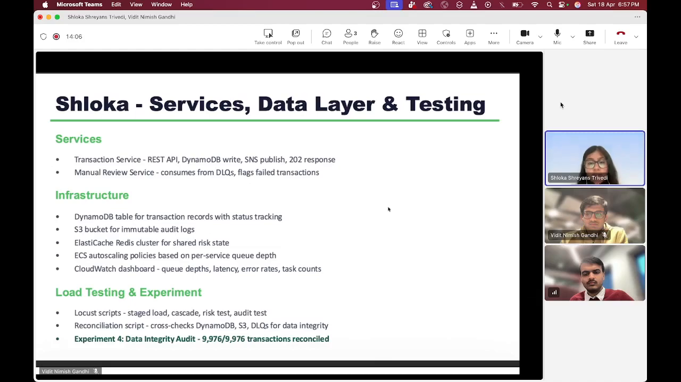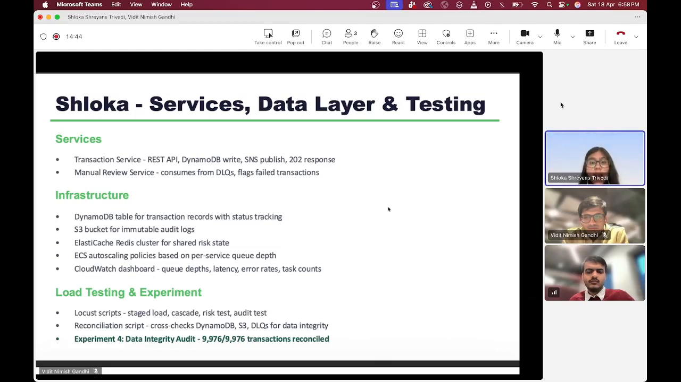On the infrastructure side, I set up DynamoDB for transaction records with status tracking, S3 buckets for immutable audit logs, and an ElastiCache Redis cluster that the risk monitor uses for tracking daily exposure. I configured ECS auto scaling policies that scale each service based on its individual queue depth. When messages pile up, more tasks spin up automatically. I also created the CloudWatch dashboard showing real-time queue depths, processing latency, error rates, and ECS task counts.